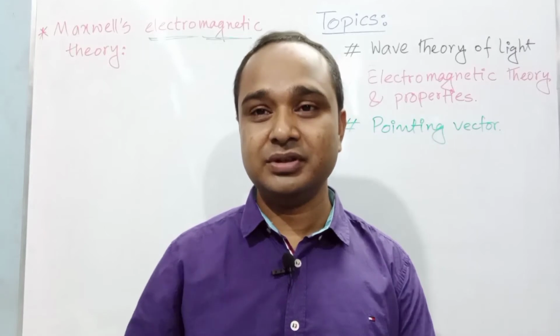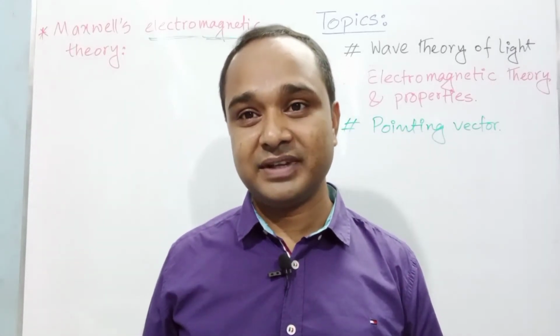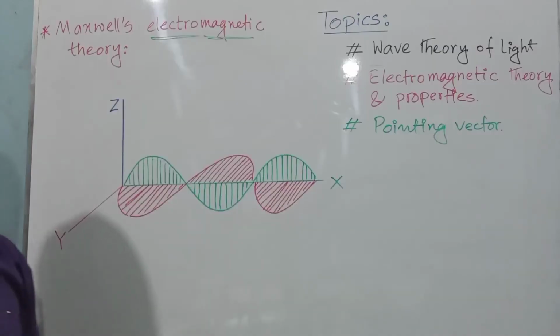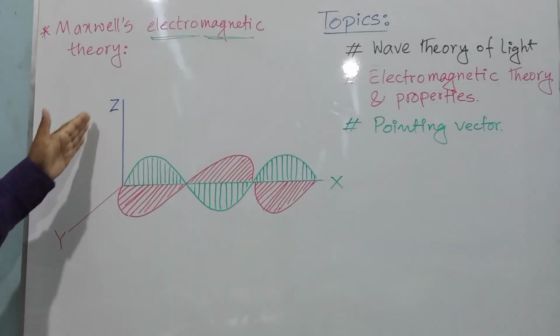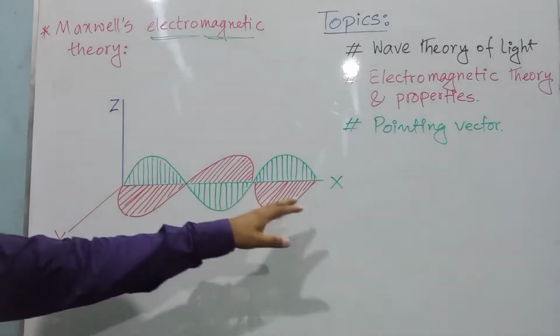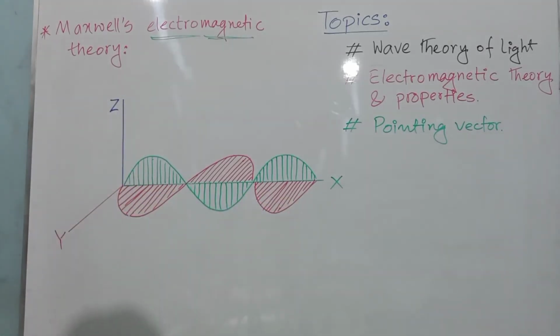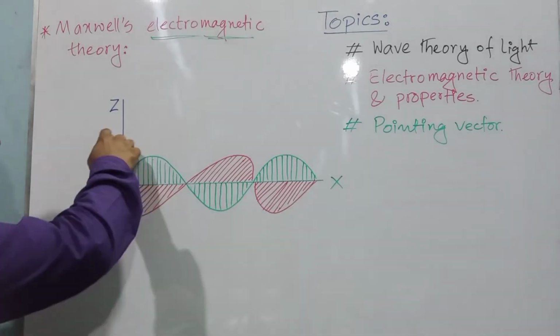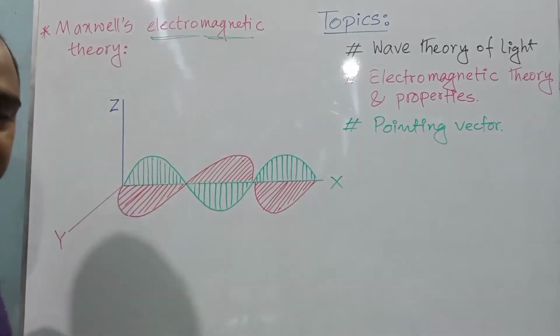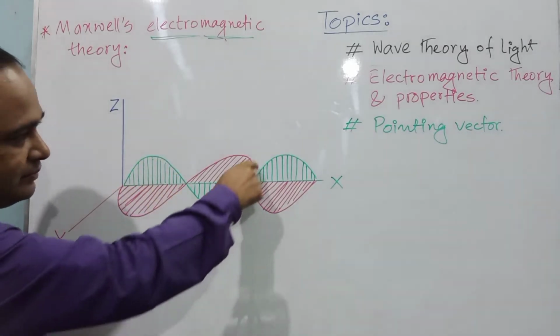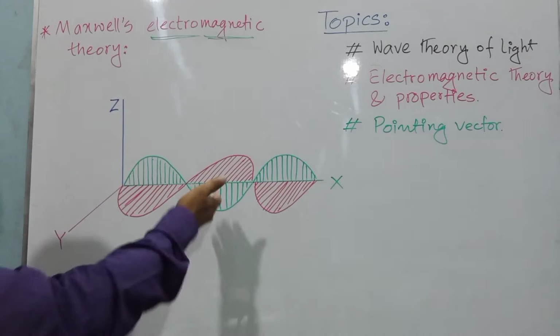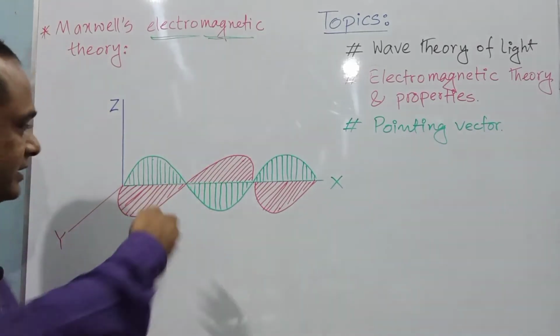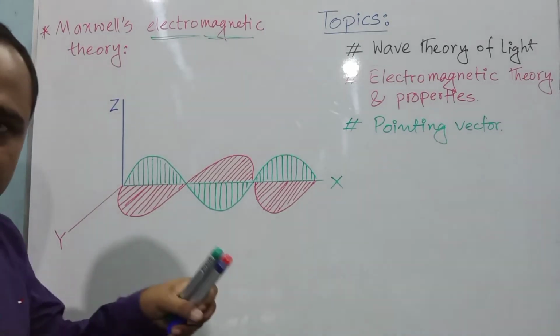Okay, so now we can see a figure of an electromagnetic wave. Dear students, consider 3 mutually perpendicular axes, x axis, y axis and z axis. We consider two transverse waves. One is represented by the green shape, which is vibrating in the xz plane, that is the vertical plane, and in the xy plane, that is the horizontal plane, a red shape wave is vibrating.